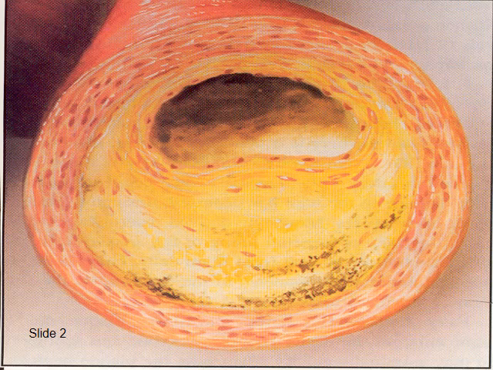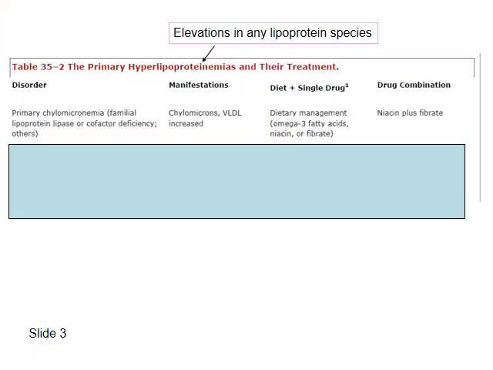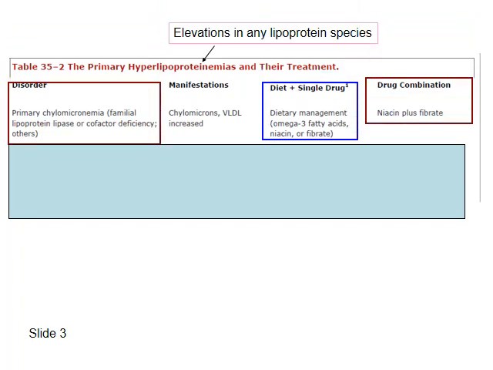So what we're going to be talking about now is this phenomenon of dyslipidemia, which is basically a general term for elevated blood lipids, but you need to know more. What kind of elevation are we talking about? The primary hyperlipoproteinemias include disorders such as primary chylomicronemia. This is a situation where chylomicrons are increased in the blood, as are VLDL.